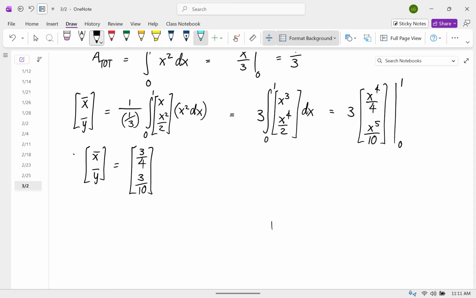And so if you draw this shape like this, it's going to be over here somewhere, and it's going to be like over here, and so the centroid is there.